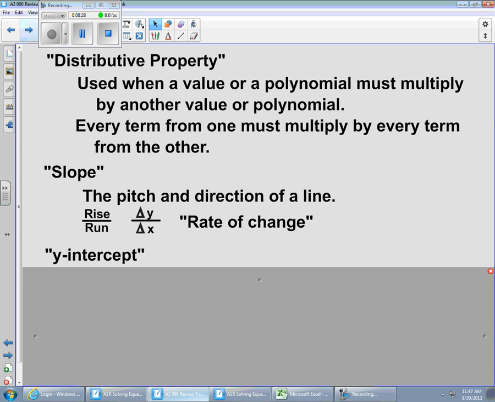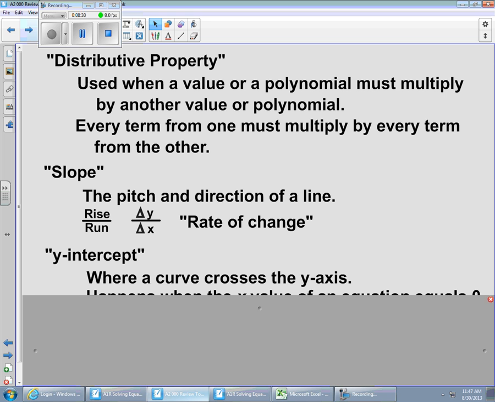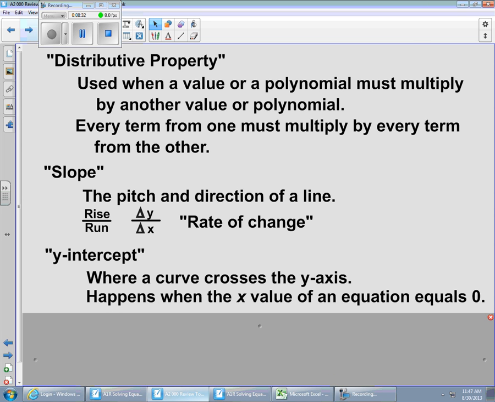Y-intercept, no great mystery here. The y-intercept is where a curve crosses the y-axis. And I put a curve rather than a line. Most people will say it's where a line crosses the y-axis, but you've got to realize there are other things in graphs other than lines.